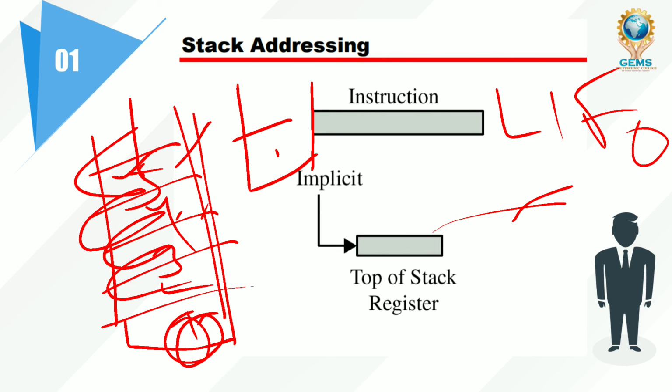Unless you clear the 5, 4, 3, 2, you will not be able to take the first element that you entered. That's why this process is called last in, first out, LIFO. We will study about this. So why am I explaining this concept here?